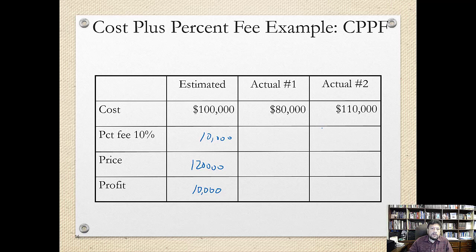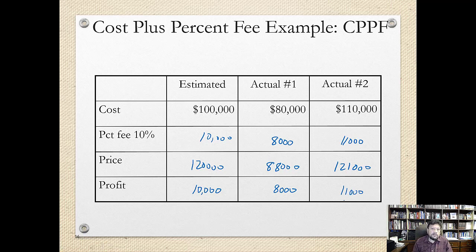In the case where the contractor is able to make a saving in the contract, for instance, the billing is only $80,000, then 10% of that is $8,000. The final cost to the client is $88,000, and the profit for the contractor is, in this case, $8,000. If the project goes to $110,000, then 10% of that is $11,000. The final cost to the client is $121,000, and the contractor makes $11,000.